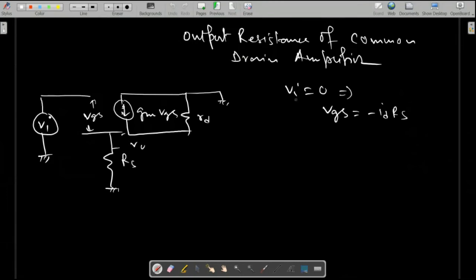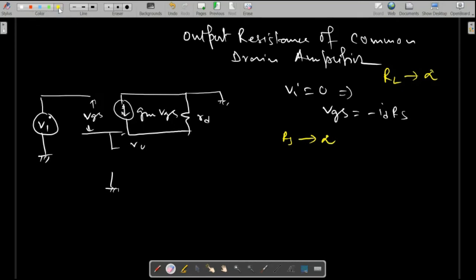Now, when we are going to calculate the output resistance, we have to open the load also. That is another thing. RL tends to infinite. But which one is load in our case? In this diagram, which one is load? Concept of load means across that we are collecting the output. So which one is load resistance? RS. Yes, RS. So here RS tends to infinite, that means we have to remove the RS.